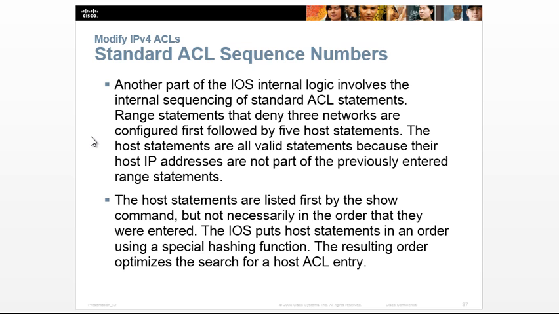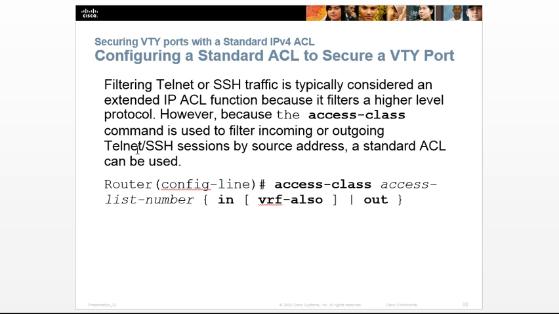So another part of the IOS internal logic involves the sequencing of standard ACL statements. Range statements that deny 3 networks are configured first, followed by 5 host statements. The host statements are all valid because their host IP addresses are not part of the previously entered range statements. The host statements are listed first by the show command, but not necessarily in the order they were entered. The IOS puts host statements in an order using a special hashing function. The resulting order optimizes the search for the ACL host entry. So what they want you to understand here is that it may change around some of your first commands.